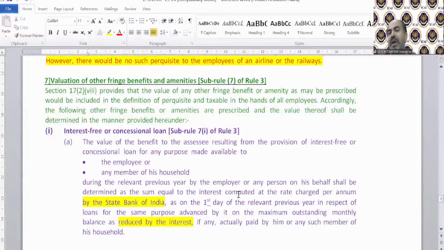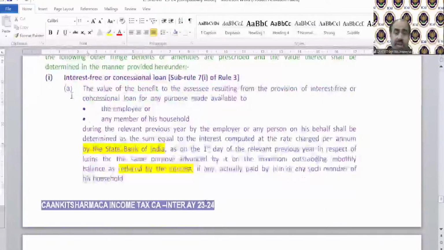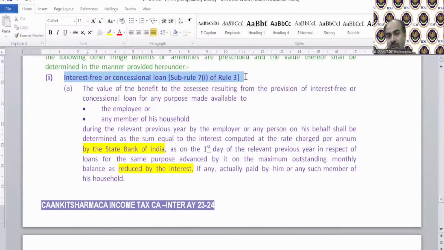Valuation of other fringe benefits and amenities. Very important cases: interest-free or concessional loan. It is very, very important because it has some practical applicability, some numerical applicability. It says if your employer provides you an interest-free loan, say you need 10 lakh rupees, and your employer says yes, I will give you 10 lakh rupees loan and I will not charge any interest. So what is the perk value? The perk value is the interest that we are not going to pay. If I were taking that loan from some bank, then I would need to pay the interest amount. Or a concessional loan.